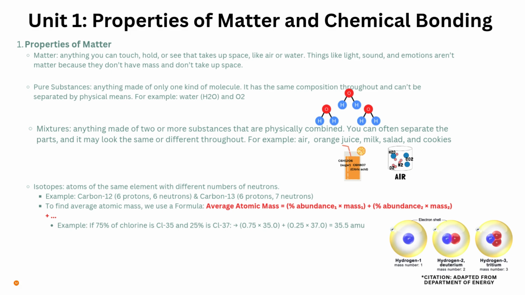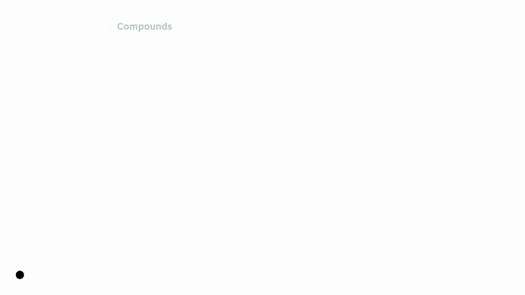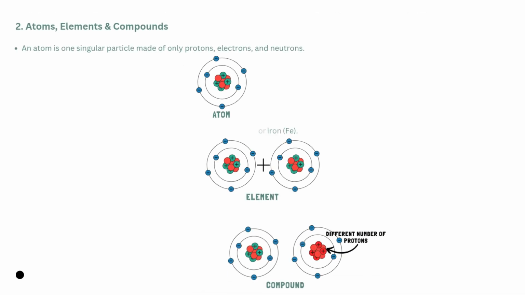To find an element's average atomic mass, we use the formula given in red, and you can calculate what the average is. We cannot come up with one atomic mass because we don't have one number of neutrons, since we have isotopes.